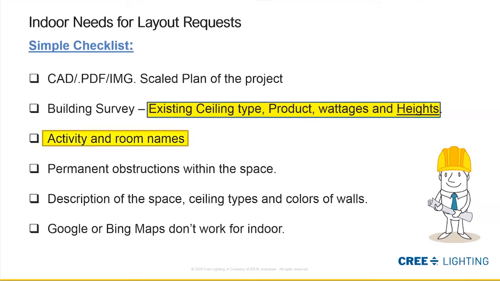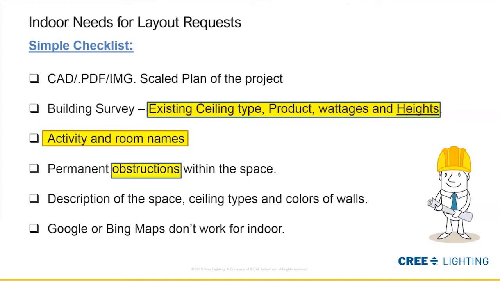The activity in the space and room names, this is a new one as well. As unique spaces have different activities, their illumination needs are also different. The room name is critical in the space so that we can include multiple rooms that show up on the schedule as line items, which we'll see in a little bit, with the values that we're attaining in that particular area.